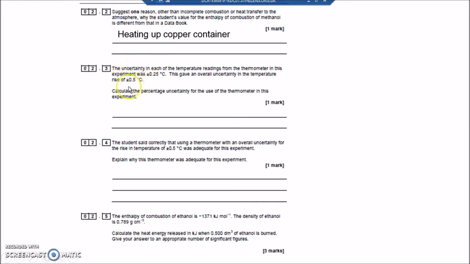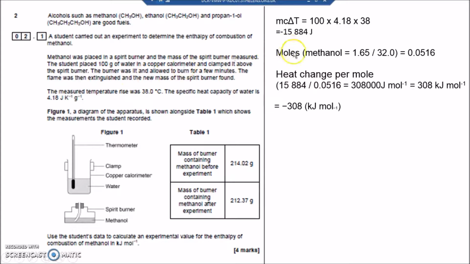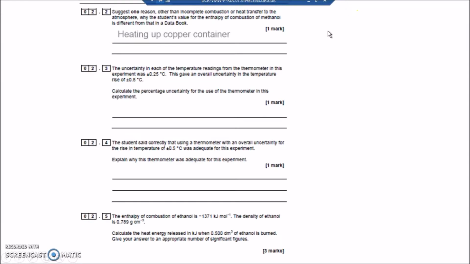So I've got an uncertainty of 0.5. Calculate the percentage uncertainty for the use of the thermometer in this experiment. So I now need to take, say, I could be 0.5 degrees C out of my temperature change. My temperature change is 38. So 0.5 divided by 38 multiplied by 100% gives 1.3.